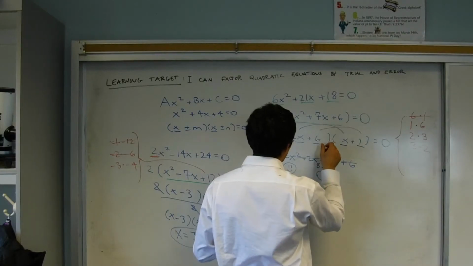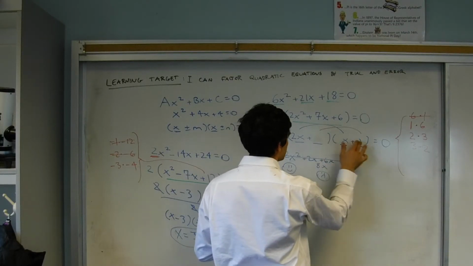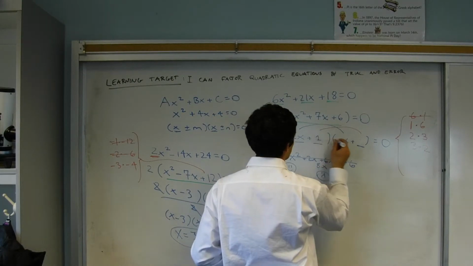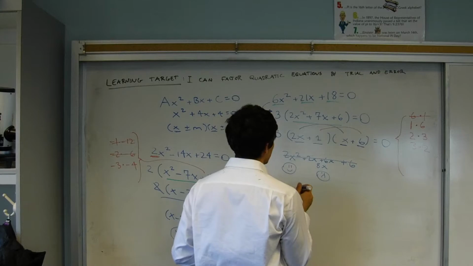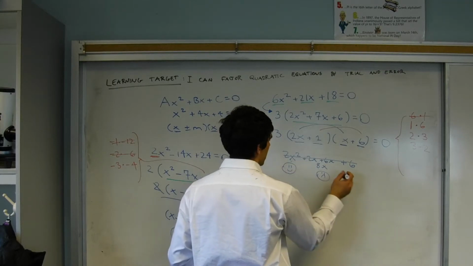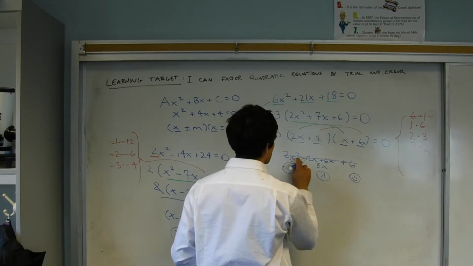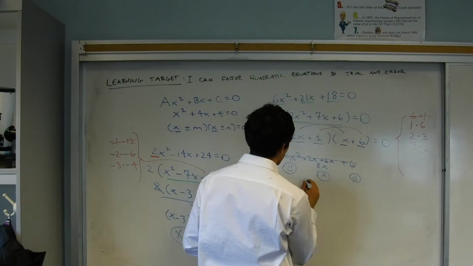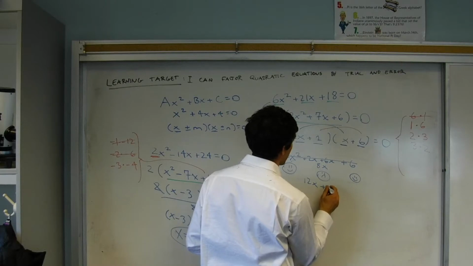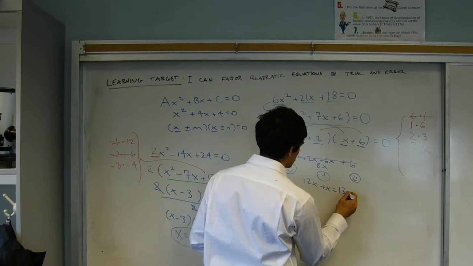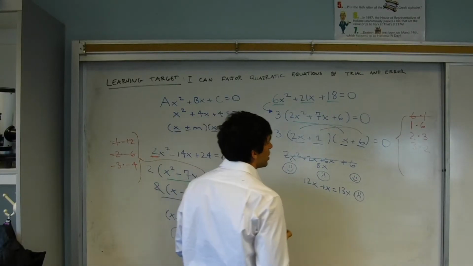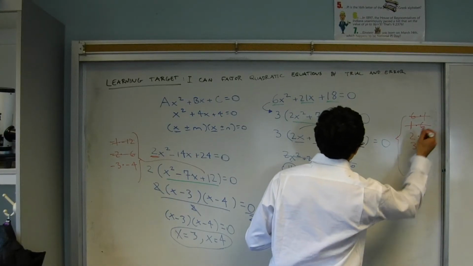Now let's try flipping them around. So what if we have 1 and 6? This time, we know we're going to get these as our first and last terms, so I'm only going to focus on the middle terms. We're going to get 12x plus x, which is equal to 13x. That is incorrect, so I can cross this guy off the list.